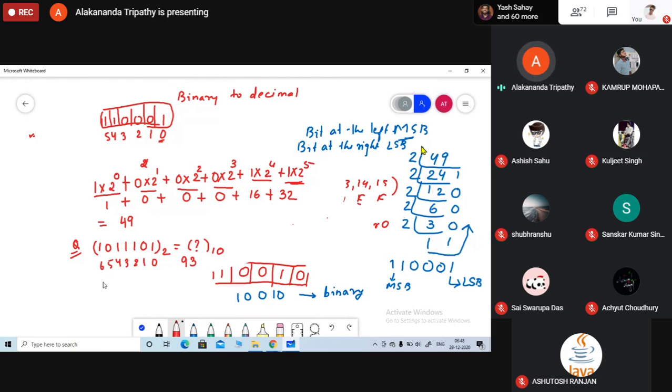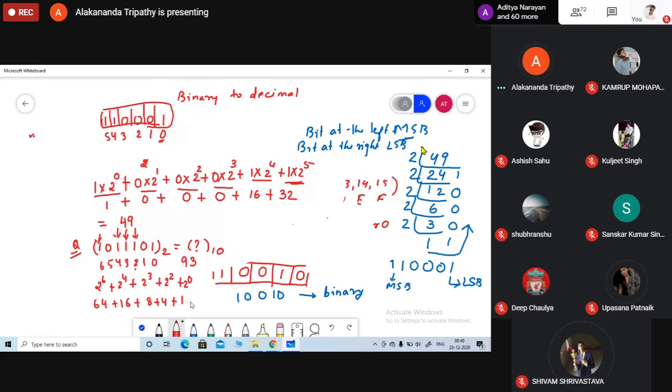So we need to compute 2 to the power 6 for this one, 2 to the power 4 for this one, plus 2 to the power 3 for this one, 2 to the power 2 for this one and 2 to the power 0. So how much is that? 1 plus 4 plus 8 plus 16, and 2 to the power 6 will be 64.